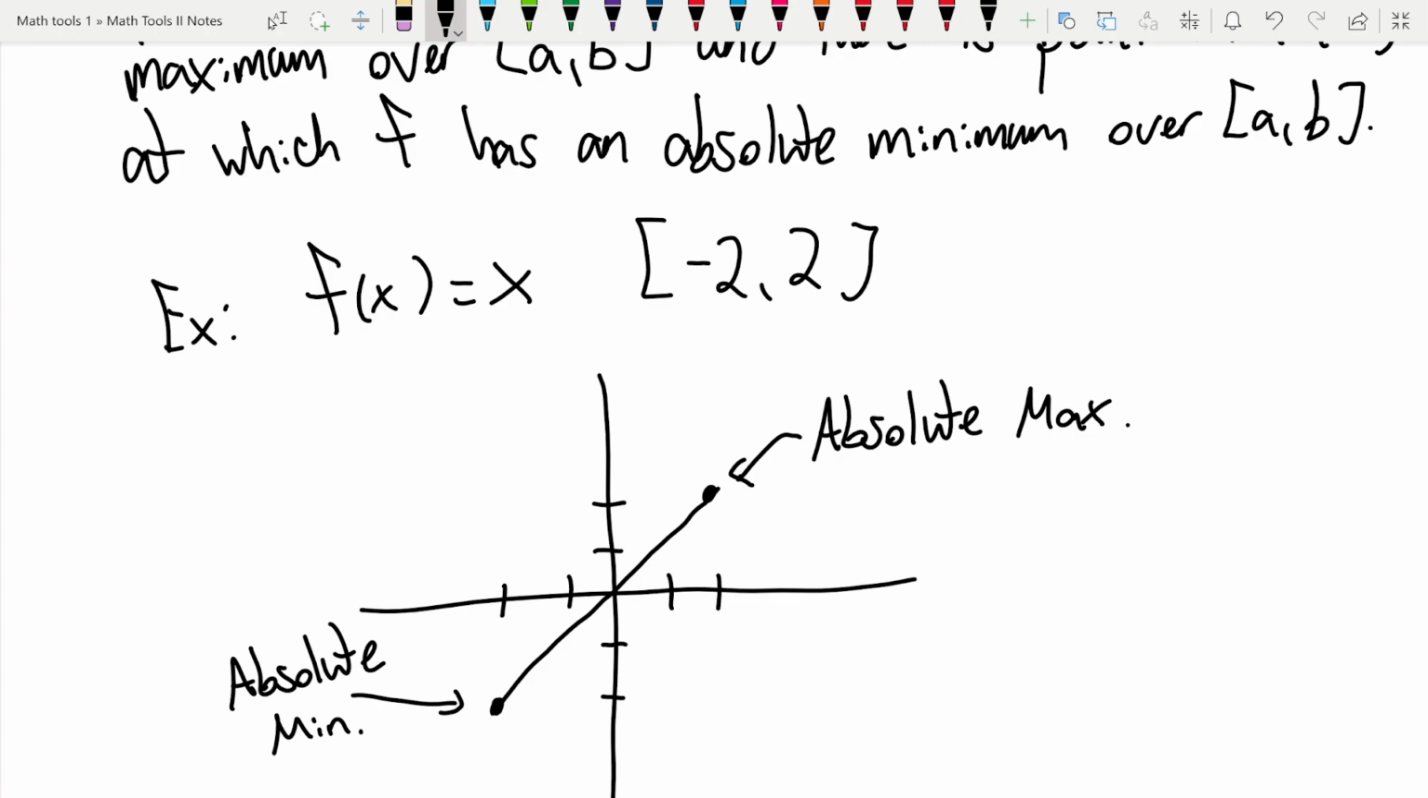But there's going to be other points we want to check in the middle as well, which we'll talk about when we get into the discussion of critical points. But they're basically going to be where the derivative is 0 or where it doesn't exist. Okay, and we'll talk about that in a future video.